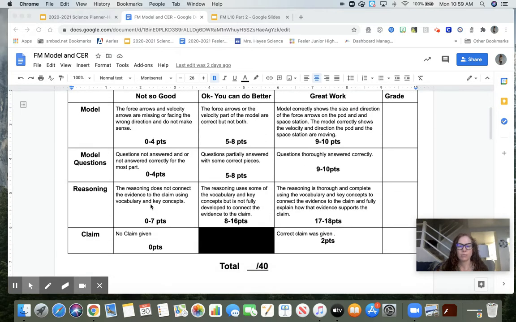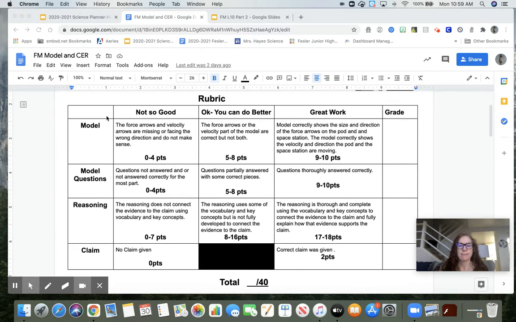All right, so let's look at our rubric first. Notice that the model that you made is worth 10 points. So that is the same model that we made in class, either Tuesday or Wednesday, depending on your period. If you got a good grade on that model, then all you have to do is copy and paste it here. If you needed to do some fixing, this hopefully gave you time to revise it and make sure you get a 9 or a 10, right? So your model correctly shows the size and direction of the force arrows on the pod and the space station, and it shows the velocity and direction the pod and the space station are moving.